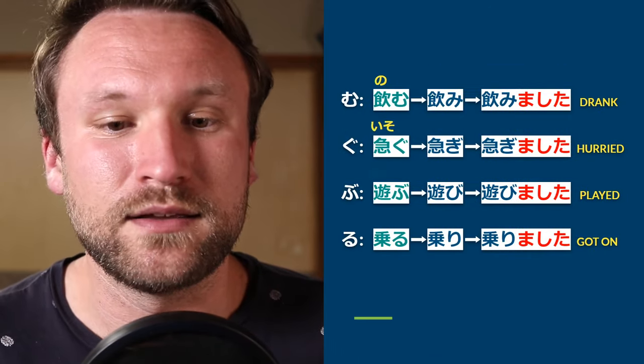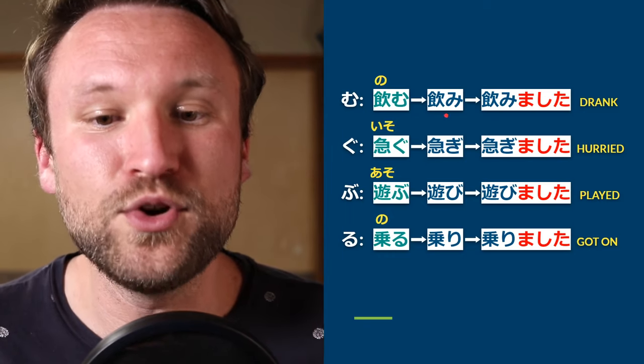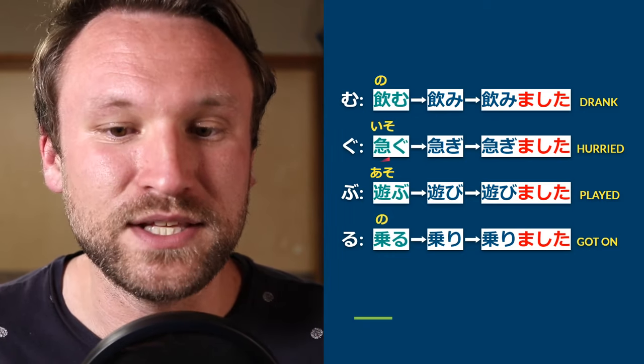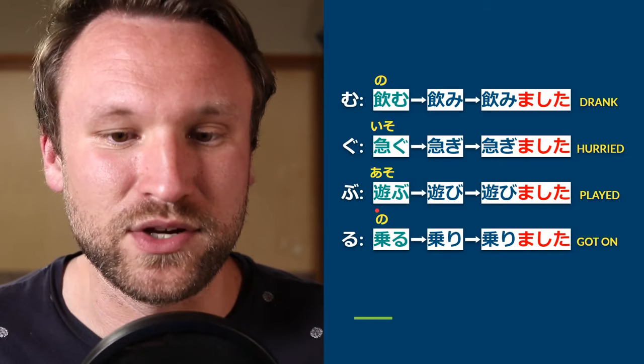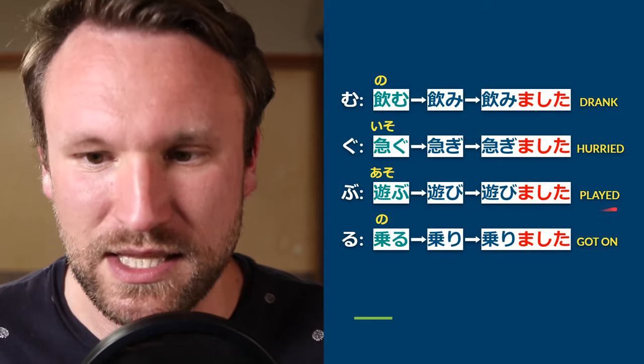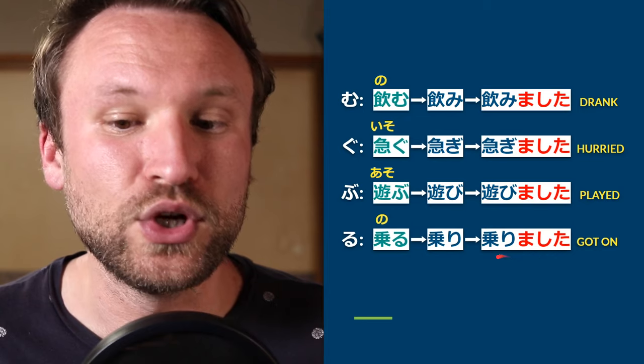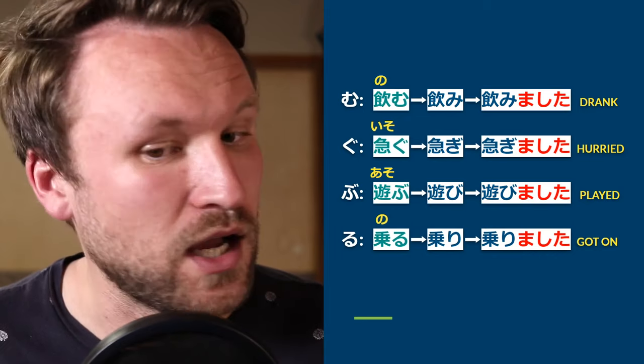Let's get the furigana out. We've got nomu, nomimashita. Isogu, isogimashita, hurried. Asobu, asobimashita, played. Noru, norimashita, got on, like a train or a bike.